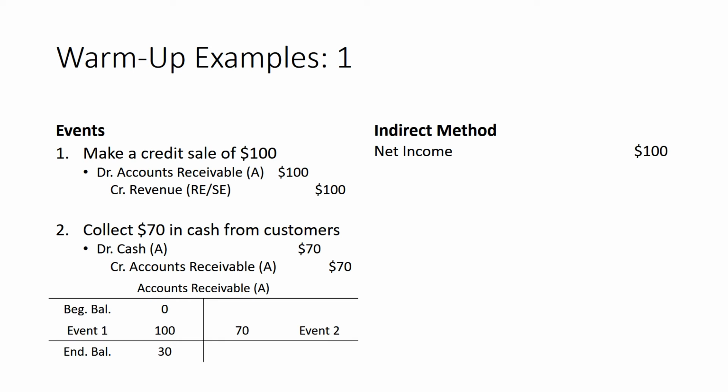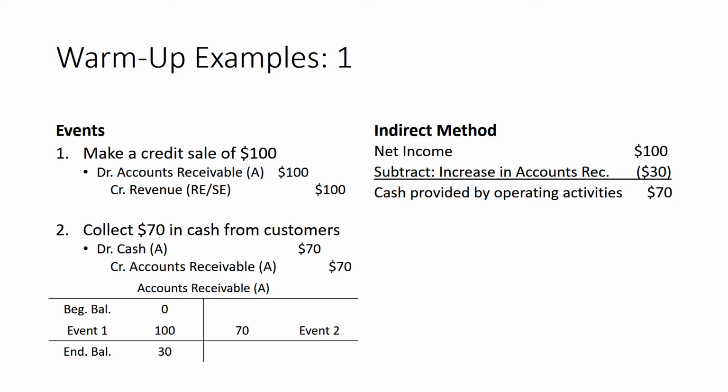The non-cash operating asset is accounts receivable. The beginning balance was 0. Event 1 increased receivables by 100, while Event 2 reduced it by 70, so the ending balance is 30. The 30 ending balance minus the 0 beginning balance means that our accounts receivable has increased by $30. So we're going to subtract the increase in accounts receivable, and we're going to reduce our net income by $30.